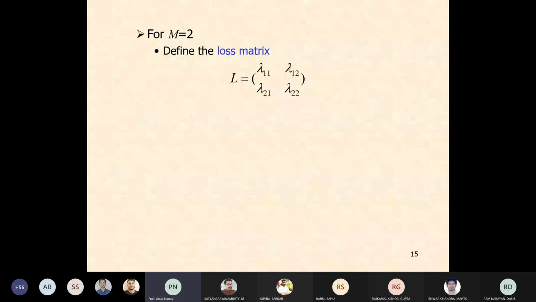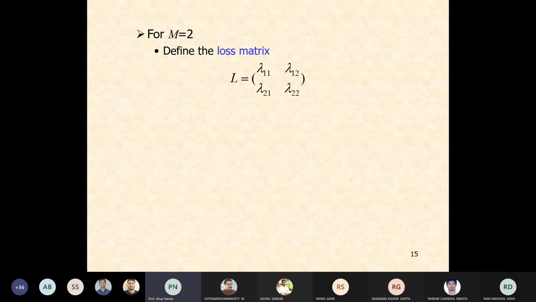Now you need to minimize this risk R. Have you understood the concept? This is called the error. So are you understanding this? What is alpha, lambda 1 to lambda 21 and lambda 22? So from these things, this confusion matrix will come up.